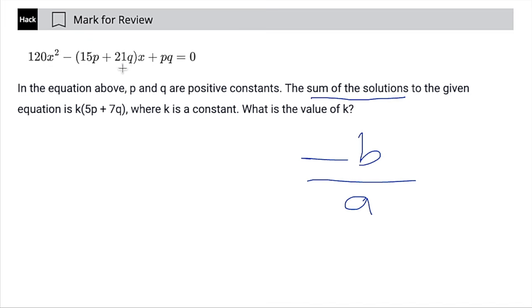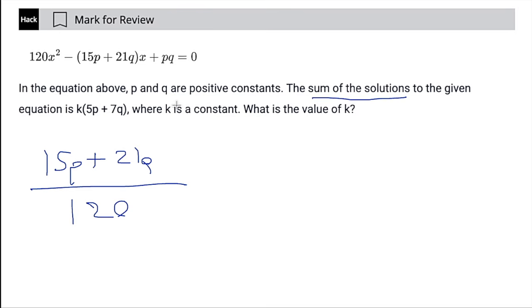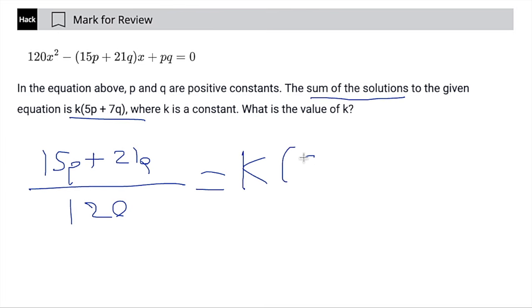Because again, b is the stuff in front of x. In this case, kind of annoying, but since it's all negative, we're just going to turn it to all positive. So 15p plus 21q over a, not 2a. In this case, a is 120. And it says that all this stuff is equal to k(5p plus 7q).